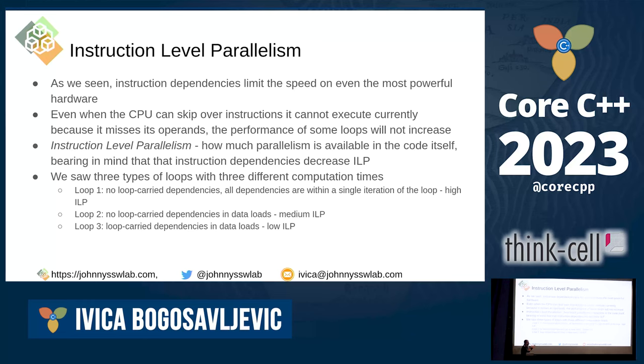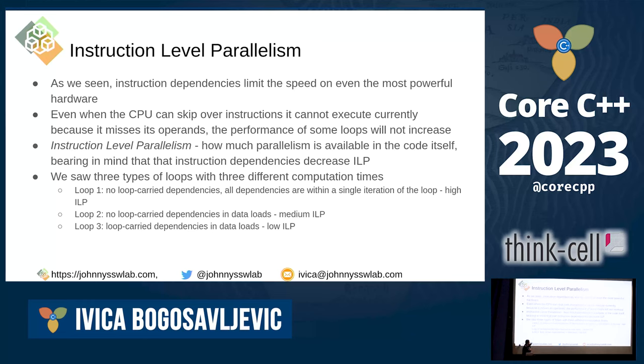So if you have a loop which has really short dependency chains, we say these loops have high instruction level parallelism. So the first example, the STD transform, has a high instruction level parallelism. These loops are really easy to parallelize, not only in the context of instruction level parallelism, but also for vectorization or for multi-threading or for GPU offloading. These are really easy loops to parallelize and speed up. They can execute essentially in constant time.